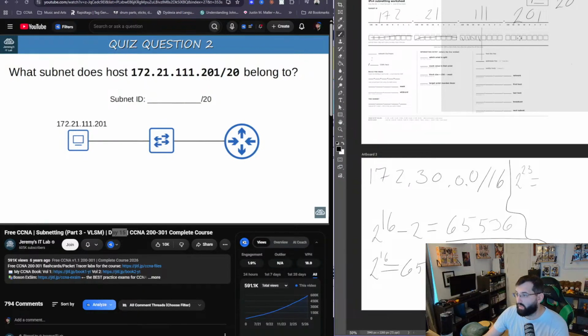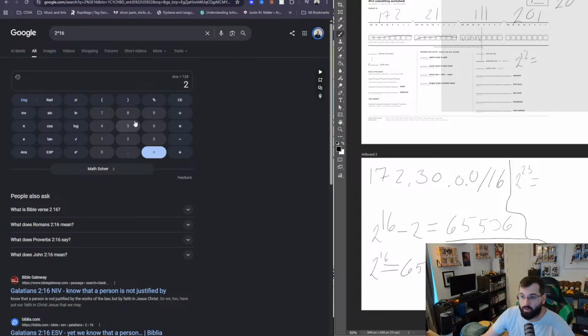So that means that we have 8, 7, 6, 5, 4. Wait, why did I count down? 8, 9, 10, 11, 12. So we have 12. So we need to go over here and we're going to do 2 to the power of 12 equals our number of addresses, because 12 is our host bits.